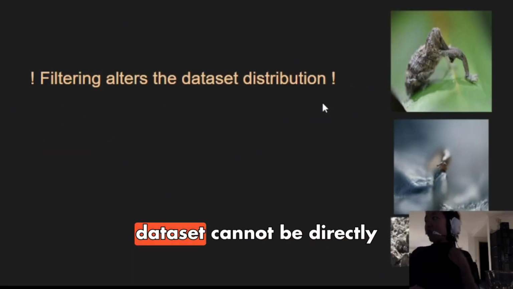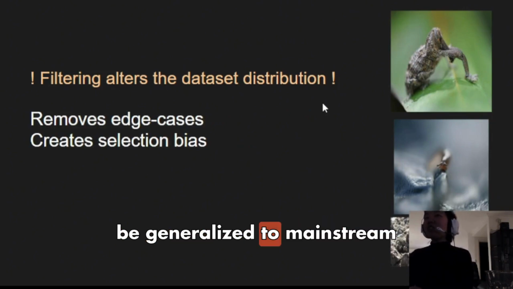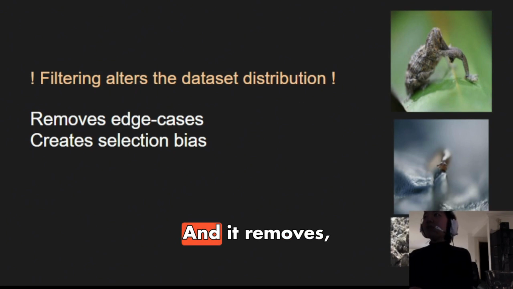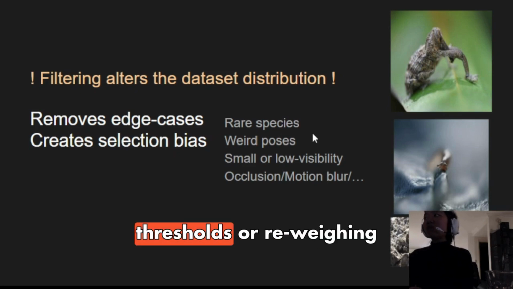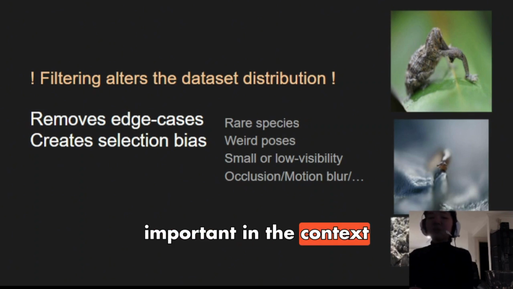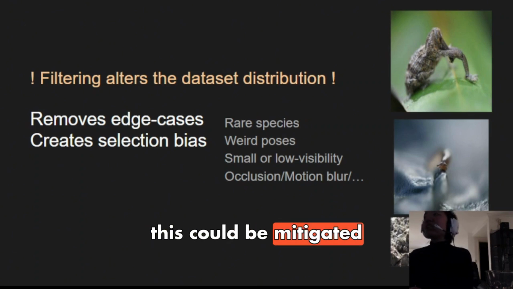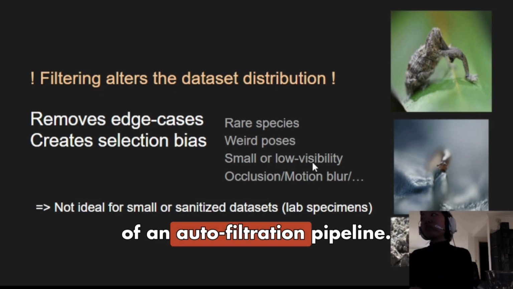Models trained on our filtered dataset cannot be directly compared to other models trained on the original dataset, and the results cannot be generalized to mainstream comparisons. And crucially, it removes these hard edge cases. Per-class thresholds or reweighing can partly resolve this, but it means the model will not learn about rare species or things that are really important in the context of agricultural settings. This could be mitigated by improving the selection criteria or by adding a human-in-the-loop review step, but that defies the purpose of an auto-filtration pipeline.